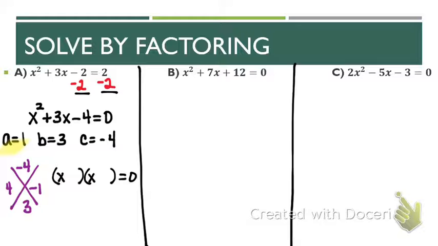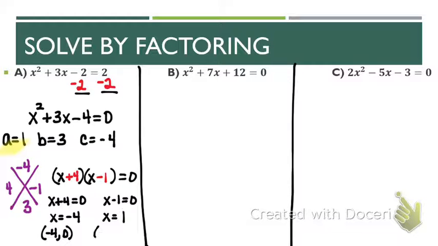So in your parentheses, we have the x in front, and then you have a plus 4 and a minus 1. Go ahead, set both of those equal to 0. And solve. So you should get x equals negative 4, which means you have an x-intercept at negative 4, 0. And you should also get x equals 1. So your second x-intercept is at positive 1.